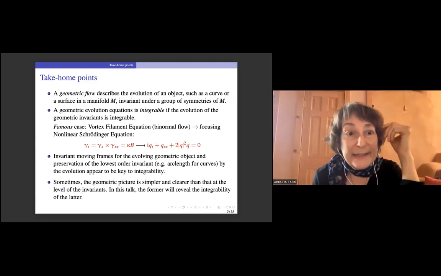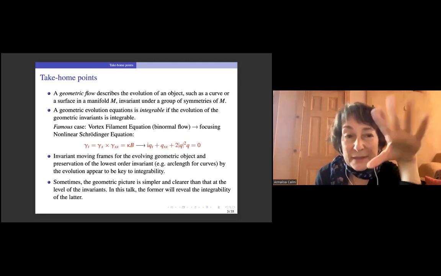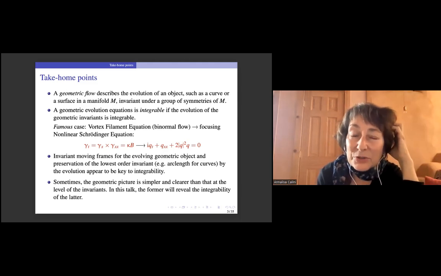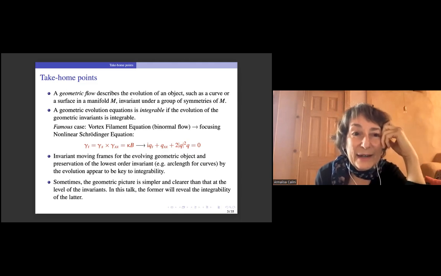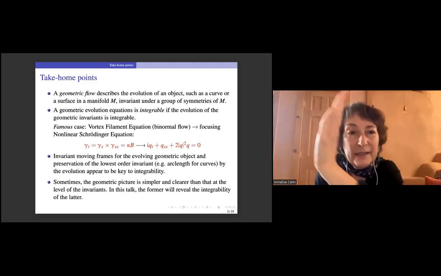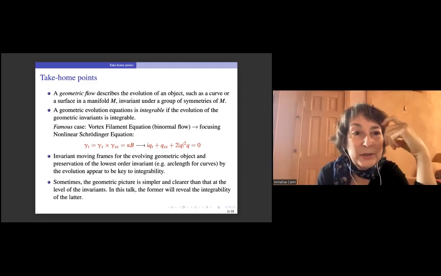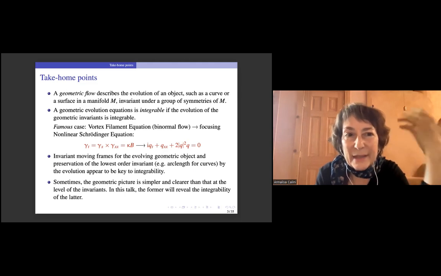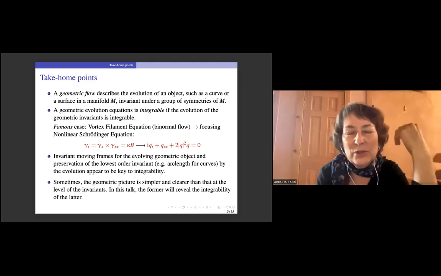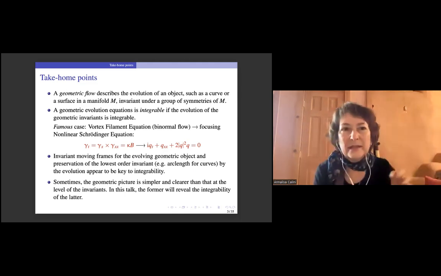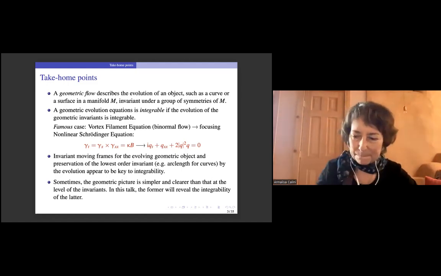And finally, as I said before, the geometric framework and the geometric picture sometimes is clearer and in a sense cleaner than the picture at the level of the evolution of the invariants. I will give you an example toward the end of the talk, where the integrability of the system is actually revealed in this geometric flow setting rather than at the level of the geometric invariants.